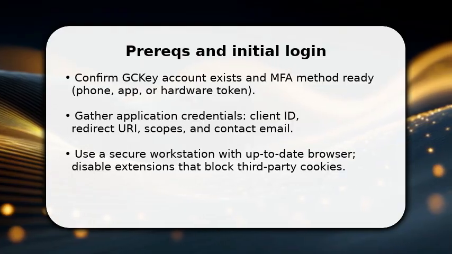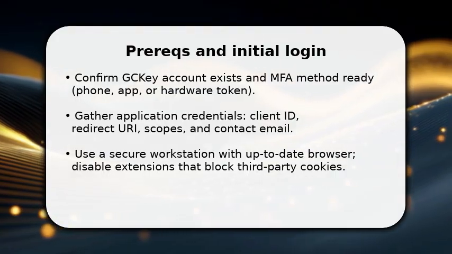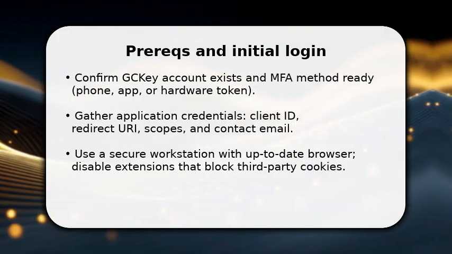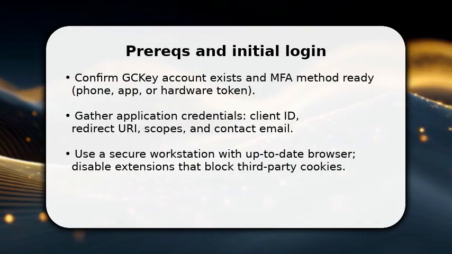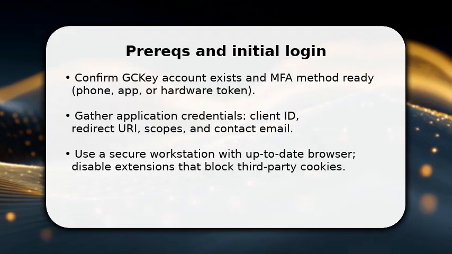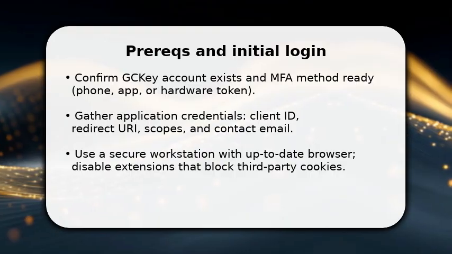You will start by validating prerequisites. Confirm your Gckey credential and multi-factor method are active, and retrieve your application's client ID and redirect URI. Log into your Gckey account to verify access. Once done, make sure your app's redirect URI exactly matches the registered value to avoid callback failures.